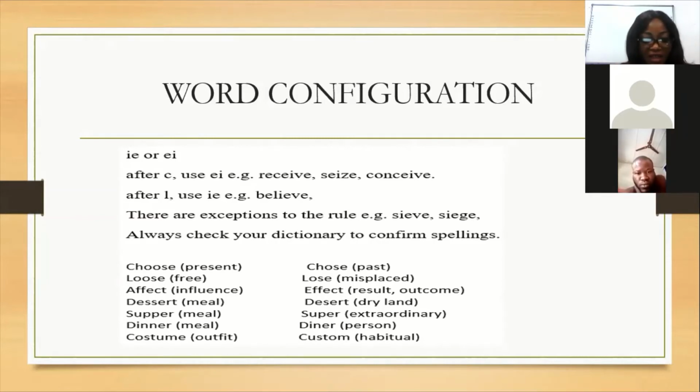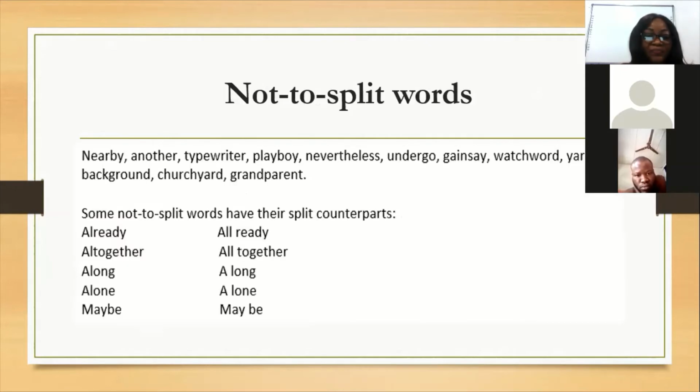We have affect and effect. We have desert and dessert. We have supper and super. We have diner and dinner. And then we have costume and custom. It's important that the student understands that even though these words appear to be similar in their pronunciation, sometimes in the spelling, they're actually different words. So you need to learn them.